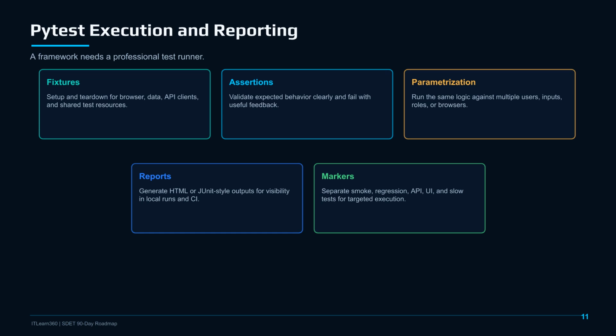Parameterization lets you run the same test logic with multiple users, inputs, roles, or environments. Markers help separate smoke tests, regression tests, API tests, UI tests, and slow tests. Reports make your work visible. A hiring manager should be able to see not only your code, but also how the tests ran and what the results looked like. After learning framework execution, the next step is API and service layer testing.